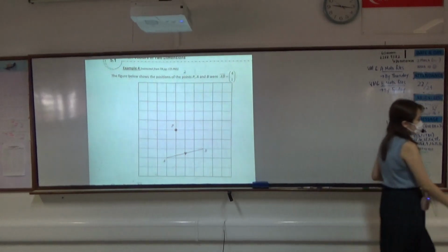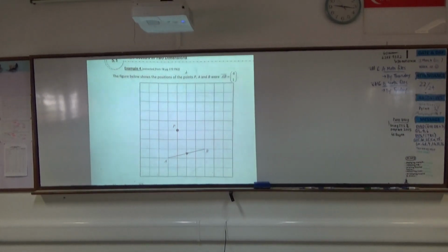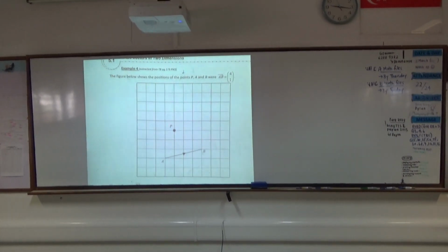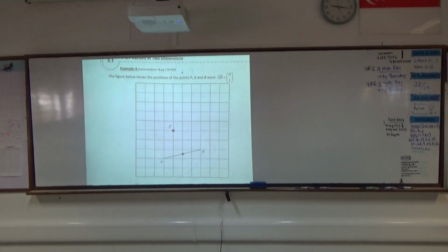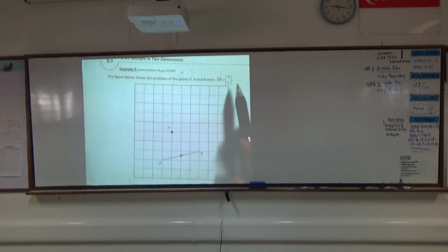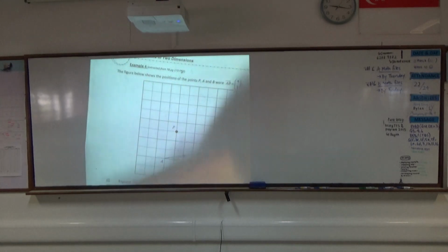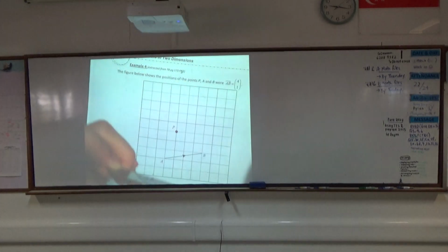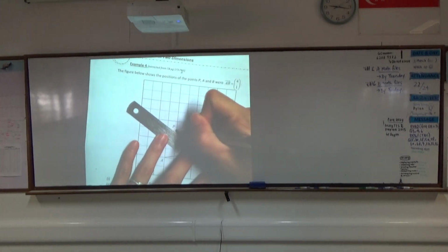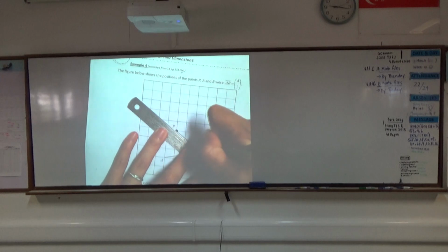The positions of the points P, A, and B, whereby AB is a vector itself, such that the column vector is written as 4, 1. We want to express PB as a column vector. So if you would like to, you may want to actually connect the two points together so that you could visualize it clearly.